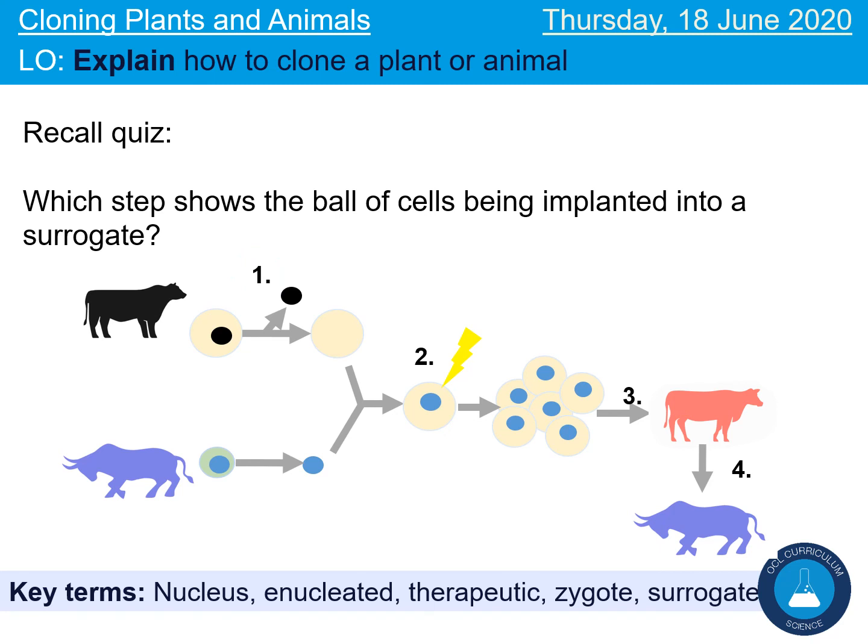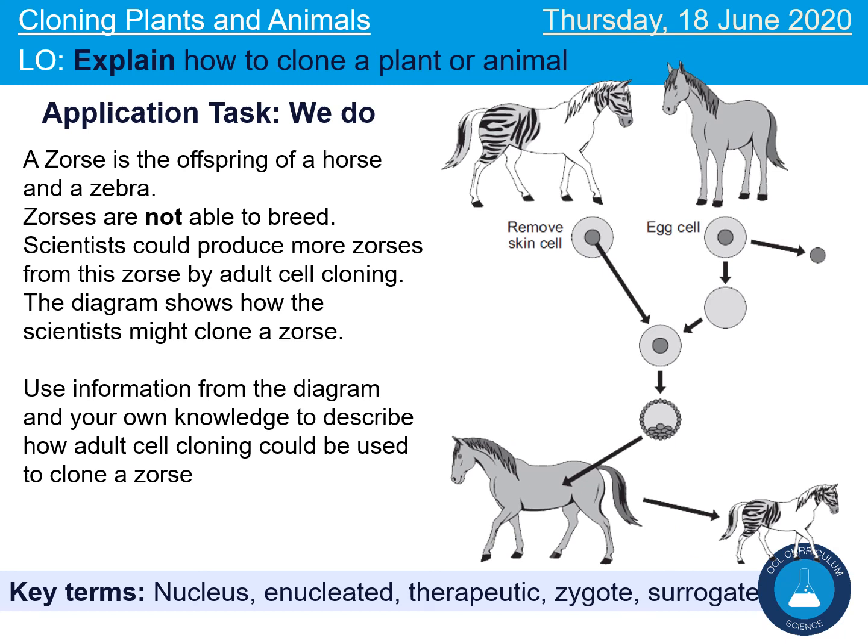Pause the video and see if you can identify the step in question. Step 3 was the ball of cells being implanted into the mother. We are now going to work through one exam question together. Pause the video and read through the question. Start the video again when you are ready to describe the cloning process.